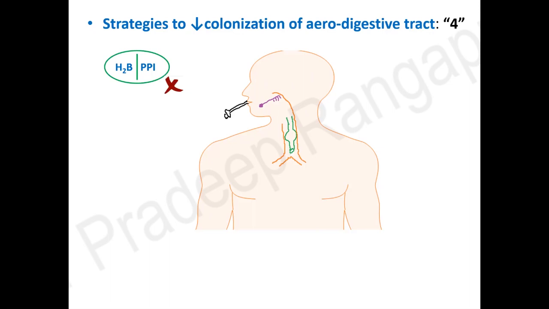Third, try as much as possible to avoid routine usage of H2 blockers and proton pump inhibitors, because, as I said, alteration in pH leads to colonization of the aerodigestive tract and leads to VAP. Avoiding routine usage is a very arduous and difficult task for trainees to reconcile, but there is really no need to routinely give stress ulcer prophylaxis, and avoiding it can go a long way in reducing the risk of VAP. And selective oral decontamination or selective digestive decontamination are modalities one could consider in high risk patients to reduce the risk of VAP.